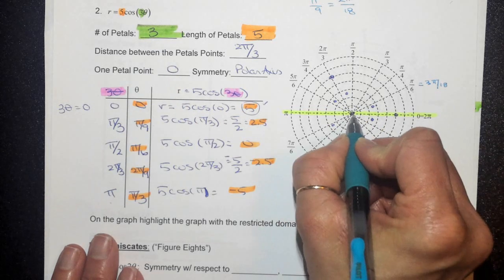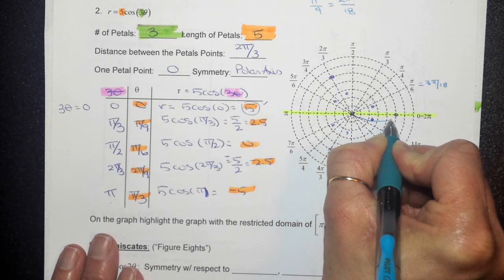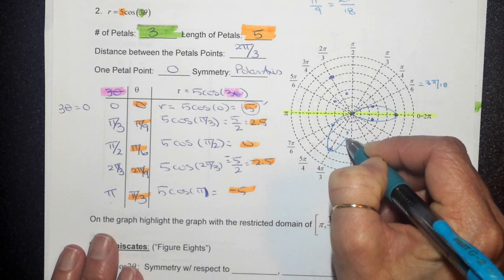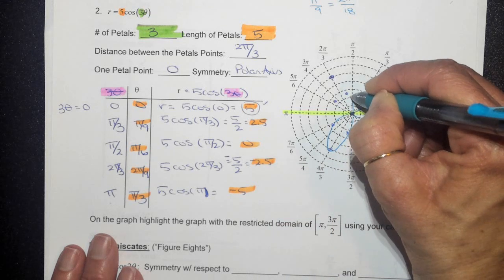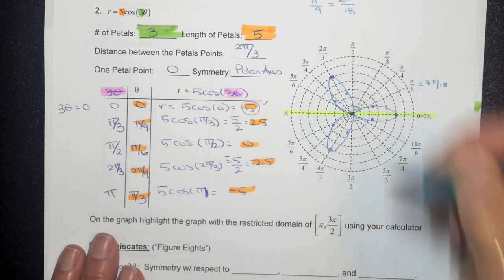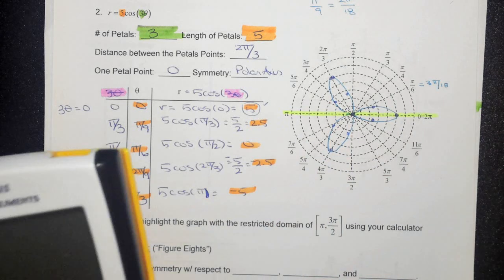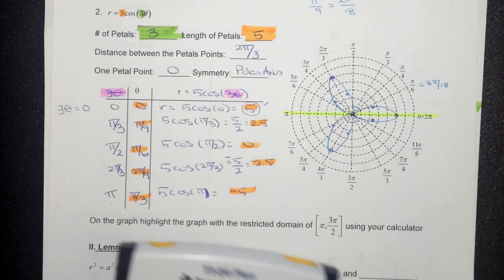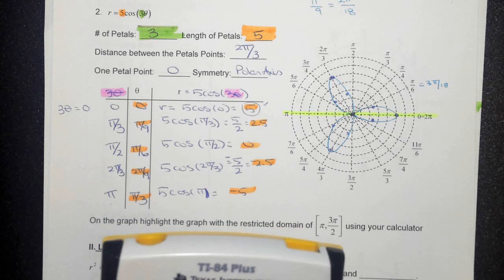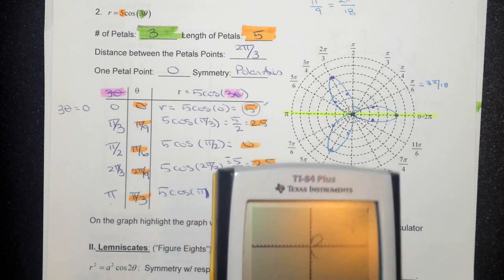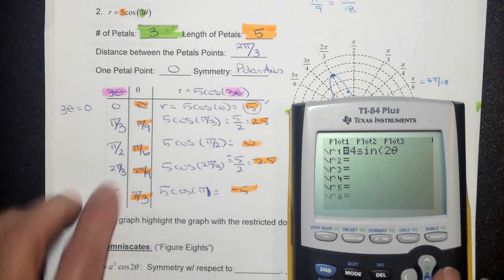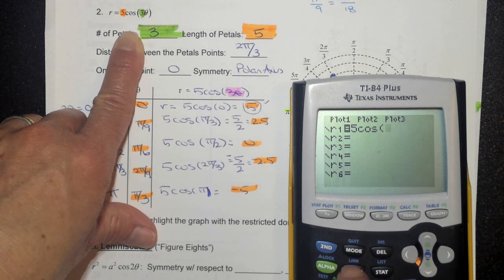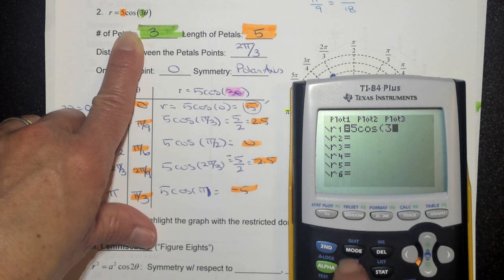3 petals. I'm going to draw this to the best of our ability, like this, this, and this. Now maybe before I drew in pen, what I should have done was taken a look and double checked myself. So let me change this window again. So this is going to be 2 pi. Okay, graph that. That's my old one. Okay, so go back into y equals. Let's change this to 5 cosine 3 theta. Graph it.